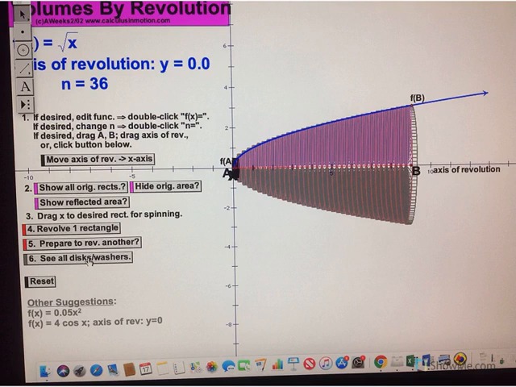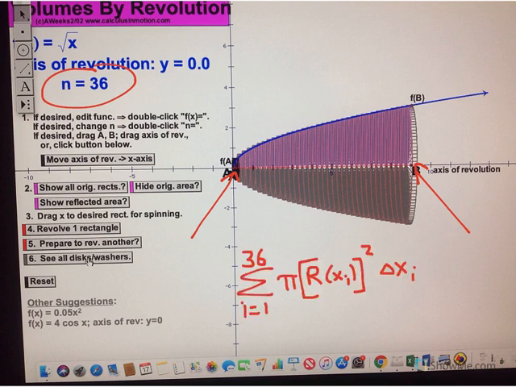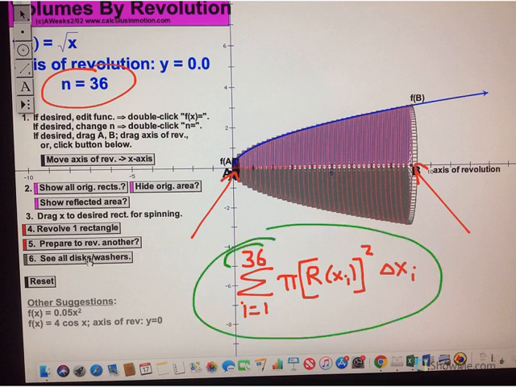Here we have a partition of the interval from x is equal to 0 to x is equal to 9 with 36 subintervals of equal width. So this is a regular partition, and the width of each subinterval will be 1/4 of a unit. And we can do the same thing that we had done earlier and construct a cylinder on each of our subintervals and find the volume of each one and add the volumes of the 36 cylinders. And that is represented by this Riemann sum that we have here, where the upper limit of summation is 36.